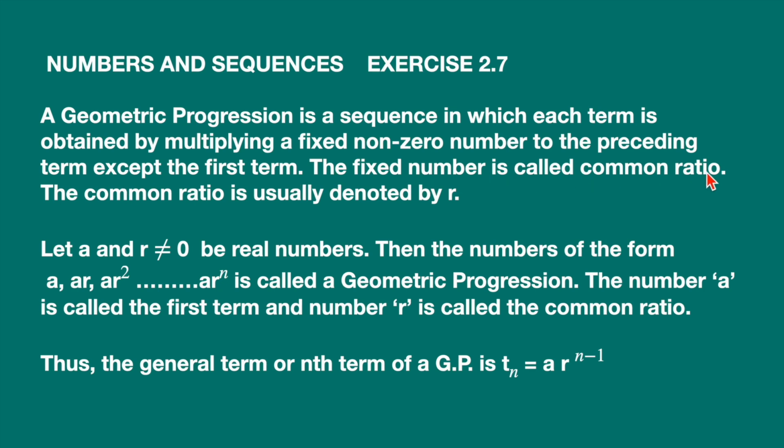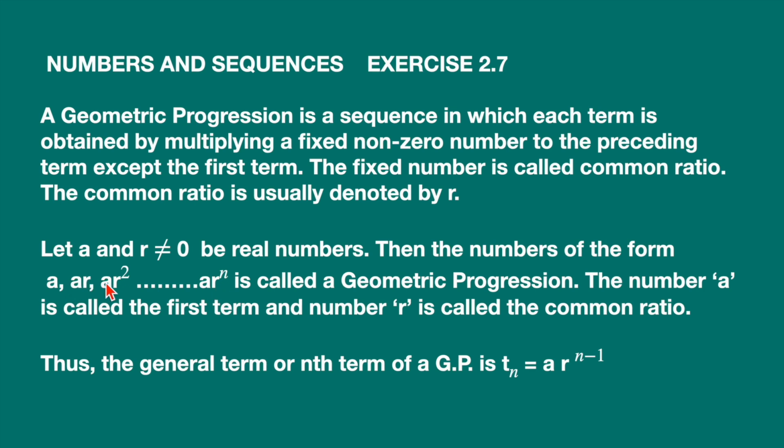The fixed number is called the common ratio, and the common ratio is usually denoted by R. So here this is an example of a geometric progression, or GP as it is called in short form. This is a GP. So first term is A, and then we are going to take a number R, a fixed non-zero number. This R cannot be zero. It's a fixed number. This R I'm going to multiply to the first term and get the next term. Now for the next term, again I'm going to multiply this with R. I will get AR square, and so forth. So this is a geometric progression.